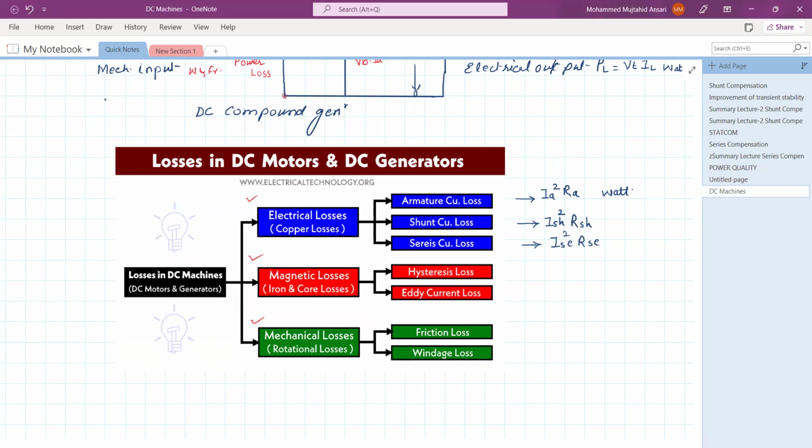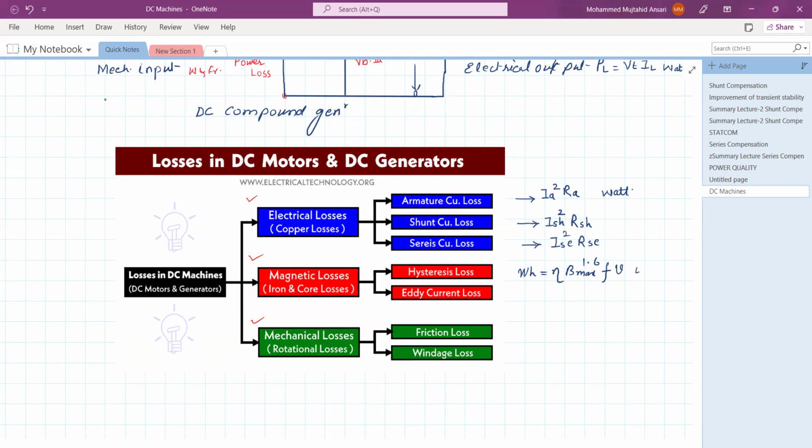Now the second type of classification is the magnetic losses. Magnetic losses have two types. One is the hysteresis loss and second is the eddy current loss. The hysteresis loss depends upon the type of material, isn't it? And the quality of material. It is expressed as WH, hysteresis loss, which is equal to some constant K times the maximum flux density in the core raised to 1.6, multiplied by F, that is the frequency, and V is the volume.